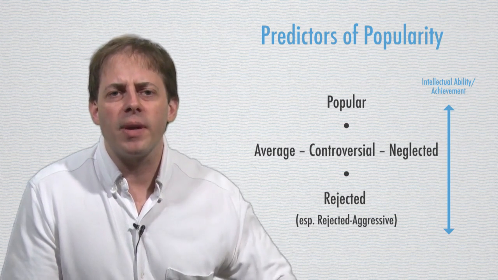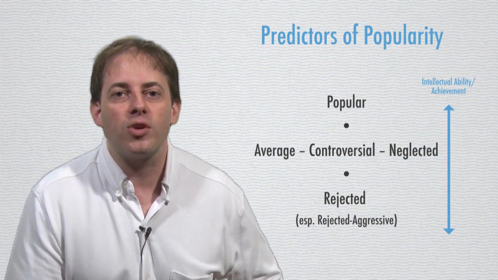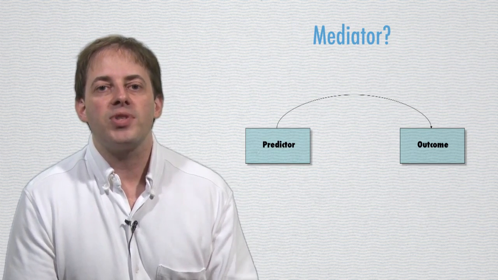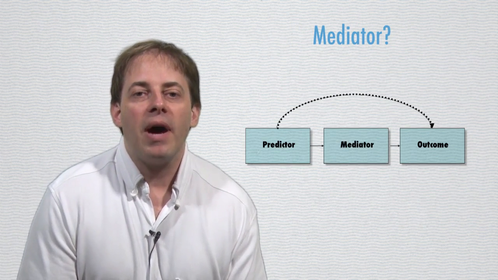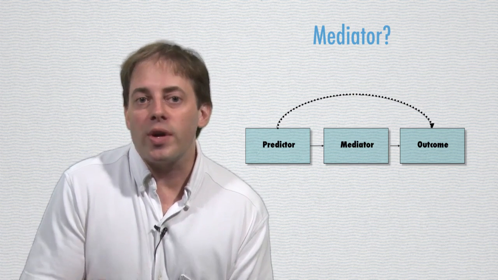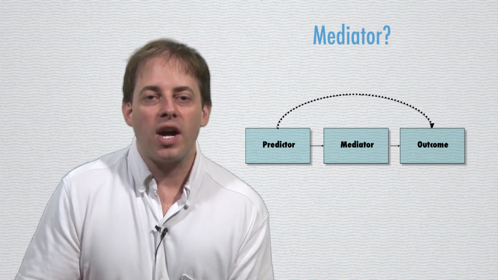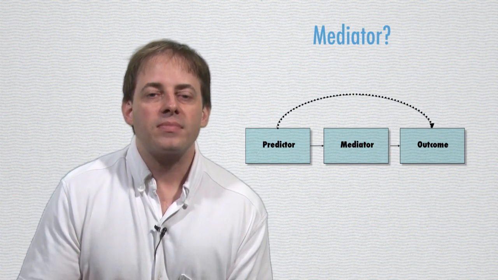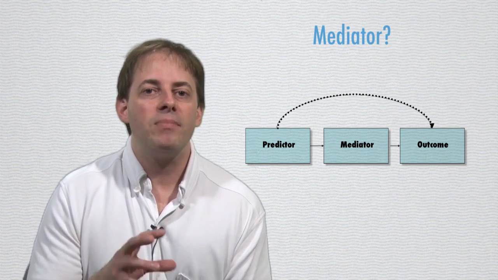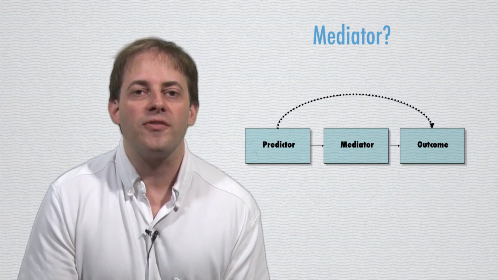So let me just tell you a little bit about what a mediator is in case you're unfamiliar with that term. We might see that there's a predictor that helps us to understand a specific outcome. But it might be that there's a factor that explains that. So it's not that kids know what each other's IQ is, and that's how come they pick some to be more popular. There's some reason IQ must affect something, a mediator, and that mediator is what affects popularity.